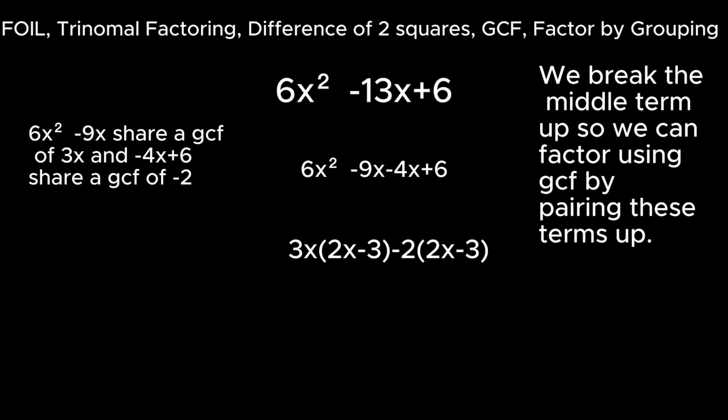And then you factor out the negative 2 in the last two terms because that's the GCF of negative 4x plus 6. And you would get 2x minus 3 also. And if the terms in the parentheses are the same, what you can do is combine the 3x and the negative 2, so the terms not in the parentheses, and multiply it by the thing in the parentheses. So you get 3x minus 2 times 2x minus 3, and there's your answer.